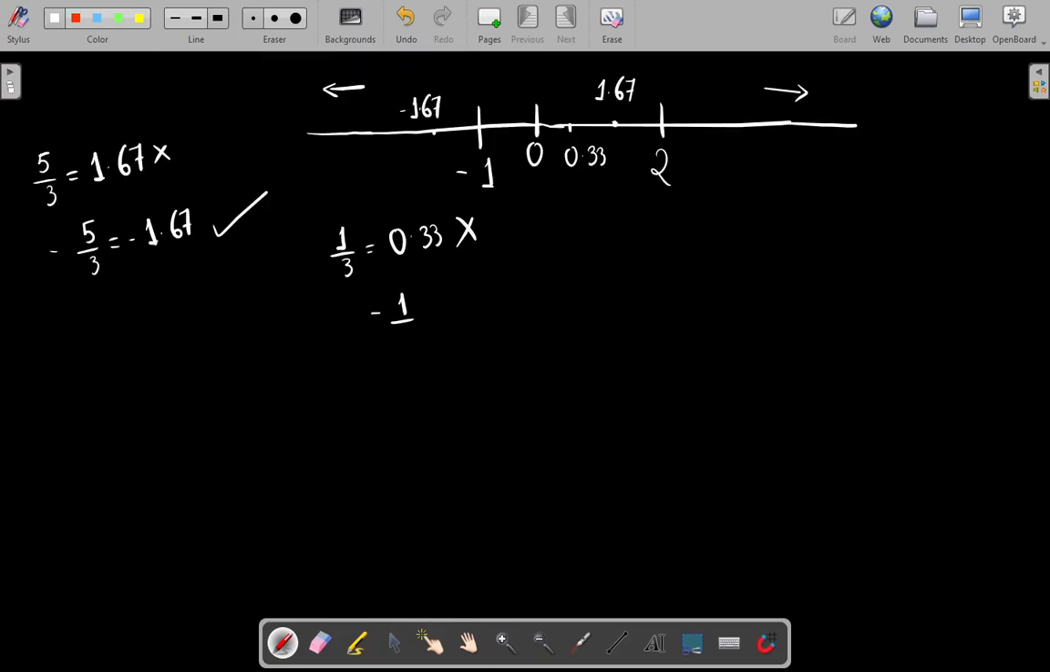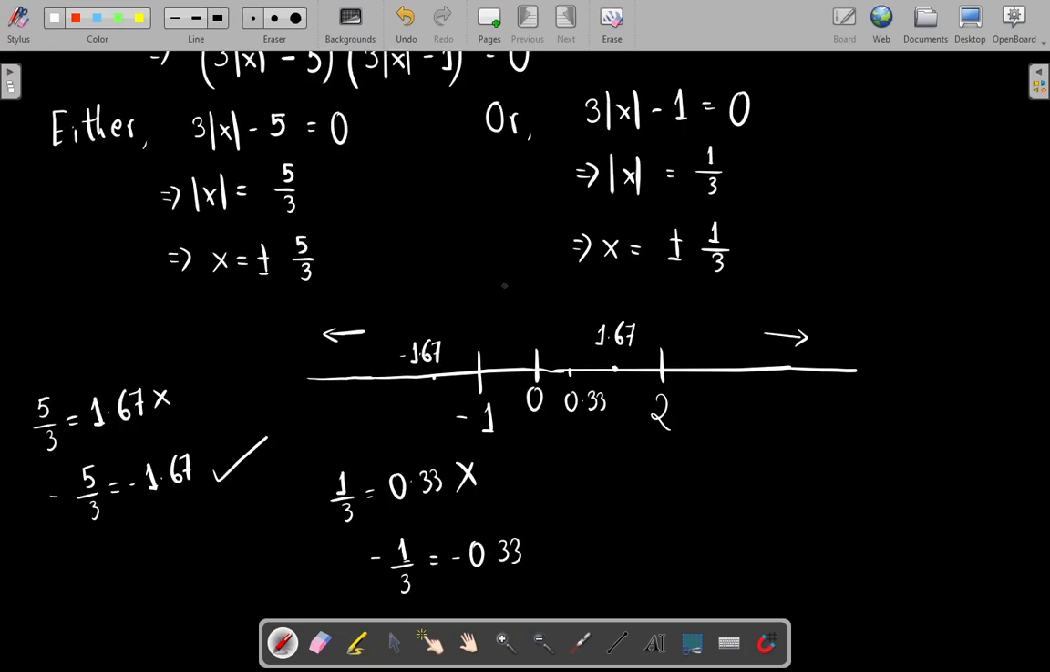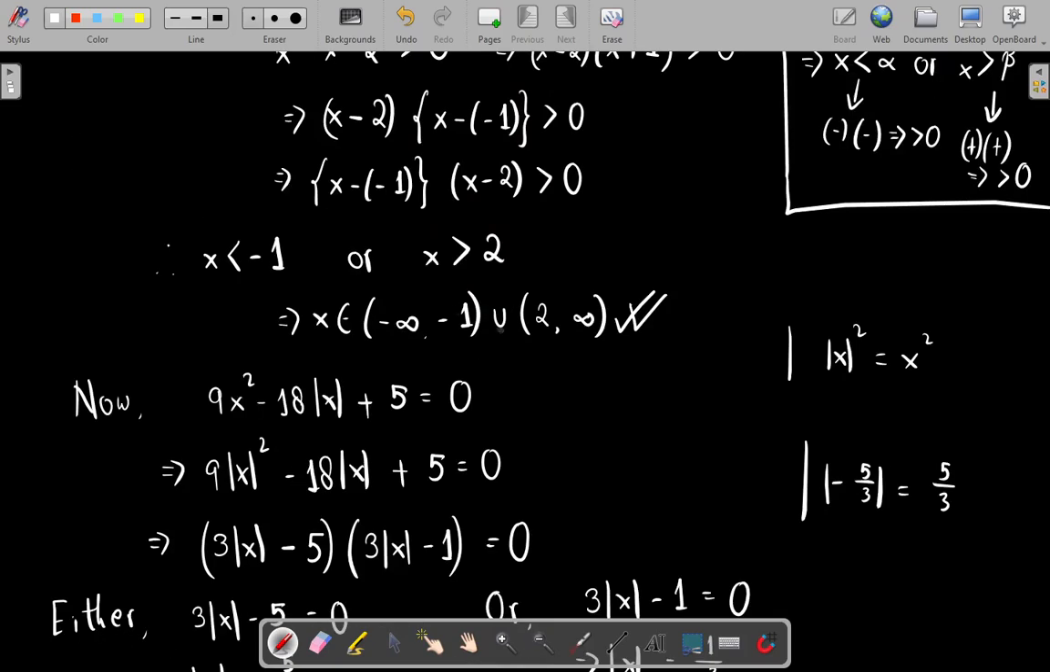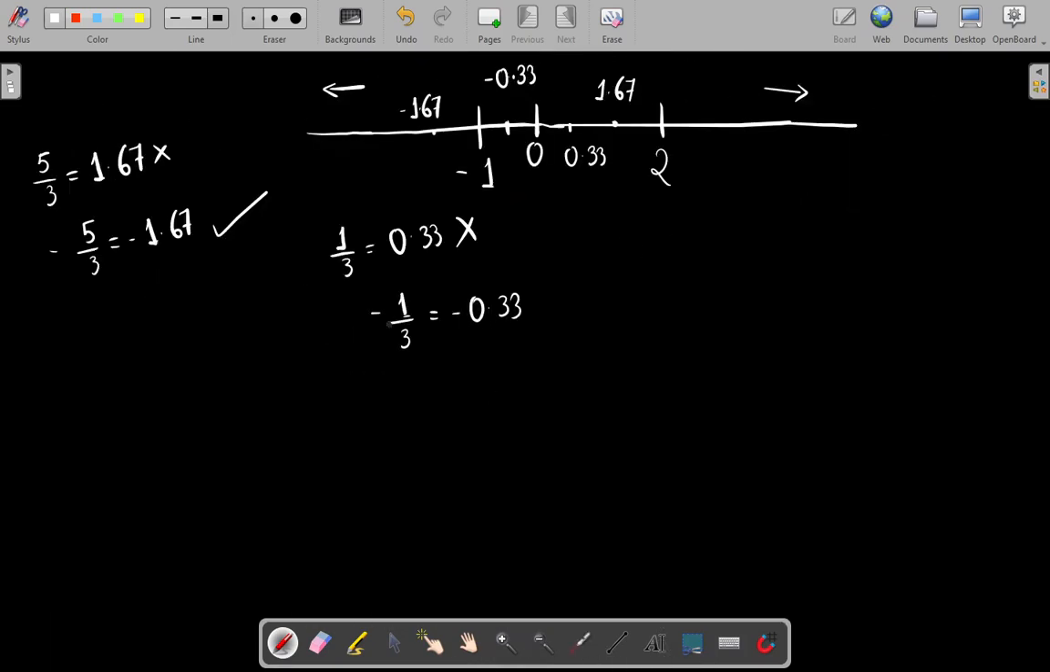Now the last root that is left is minus 1 by 3. So this is negative 0.33 recurring. So this lies somewhere between minus 1 and 0. This will lie somewhere here. This is minus 0.33. Okay, so again, this also belongs to the non-domain region of x. So this also cannot be a solution. Okay, so the only solution we are left with is this.